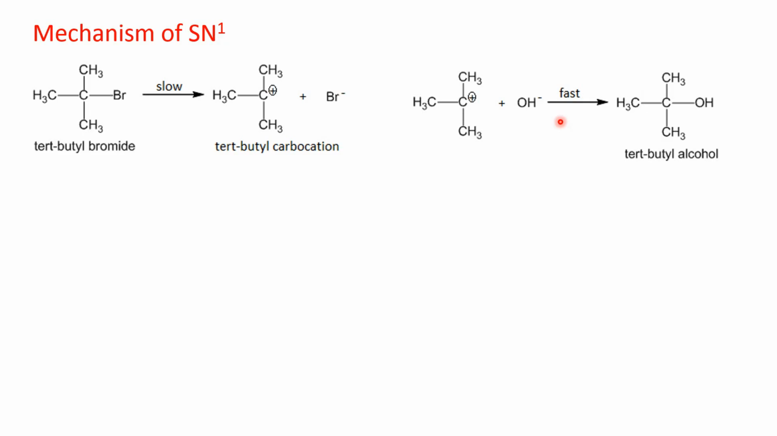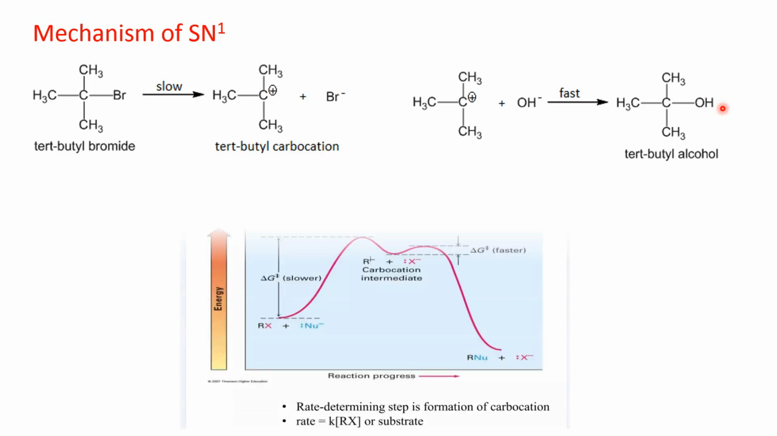In the second step, this carbocation is attacked by the base or nucleophile to give the product. Now this is the energy diagram of the SN1 reaction. Here this is the transition state and this is the activation energy between the reactants and the transition state of the slowest step or rate determining step, whereby the carbocation is formed, and then from the carbocation the product is formed by the attack of the nucleophile. So in the rate determining step, only the substrate, here the alkyl halide, is involved.